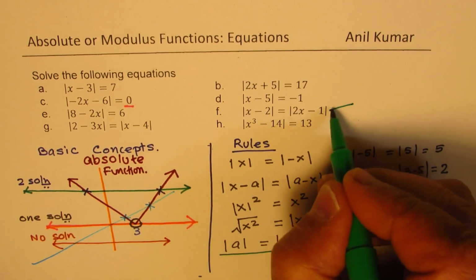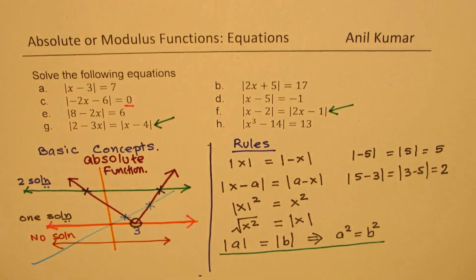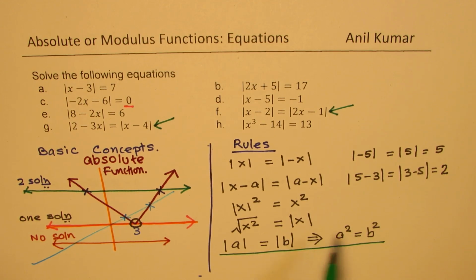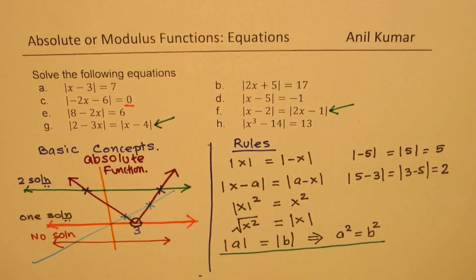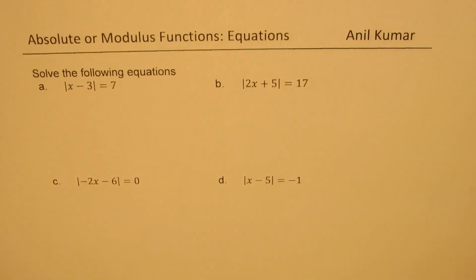For example, the function here and the function here, right? So the strategy involved here will be this. You get the idea, correct? Now, I hope the concepts are clear. Let's begin and solve these one by one.